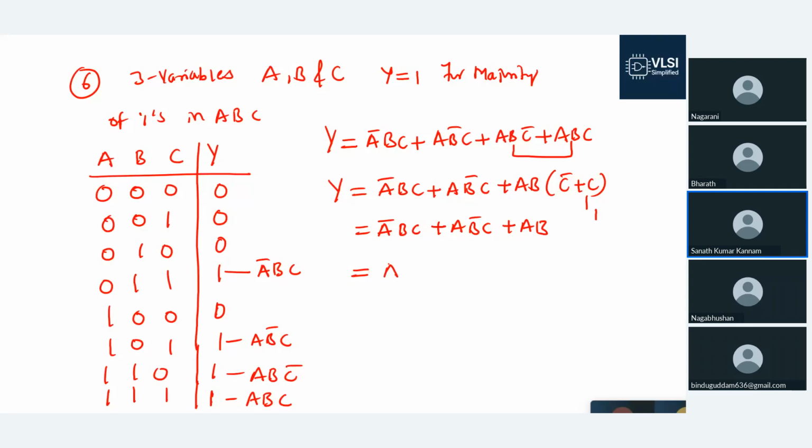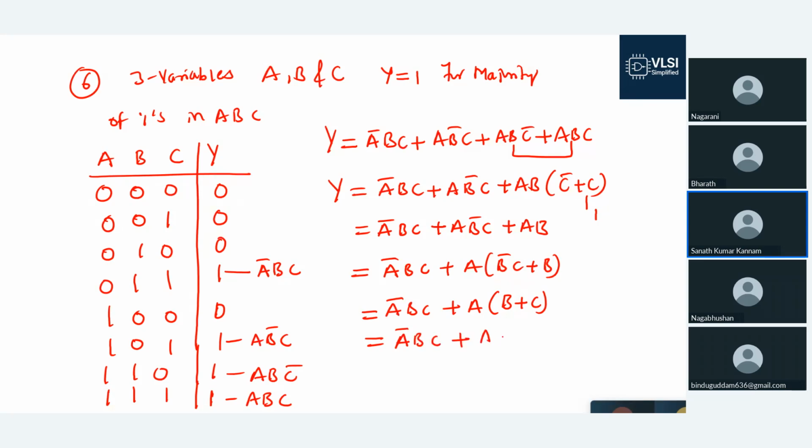In A bar B C, you can take A common, and what you get is B bar C or B. If you apply the absorption law, you get A bar B C or A. So here this is redundant, and you get B plus C. Then you multiply, and you get A bar B C or AB or AC.